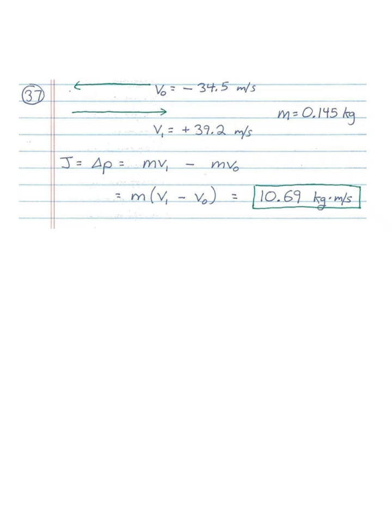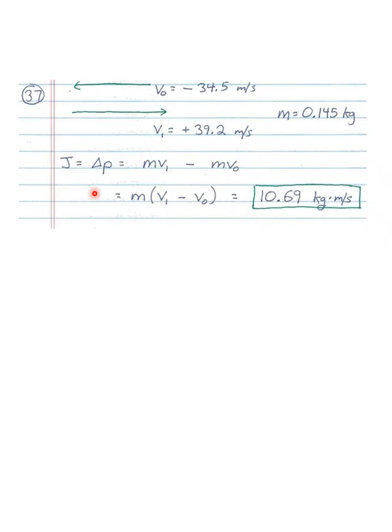Number 37, a 145-gram baseball moves horizontally toward the batter at 34.5 meters per second. If the ball leaves the bat at 39.2 meters per second in the opposite direction, find the impulse imparted to the ball. We have to be careful that there are two separate directions here, so we're going to have to notate left and right, or initial and final direction, as negative and positive. And so you can look at the picture that I've done. It leaves the bat 39.2 meters per second in the opposite direction. So the way I've drawn it, I've made initial velocity be negative. So going to the left, final velocity going to the right.